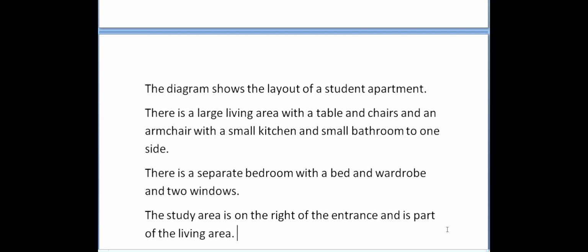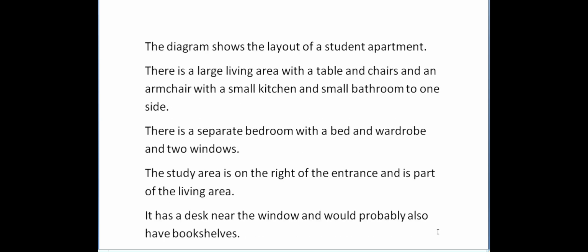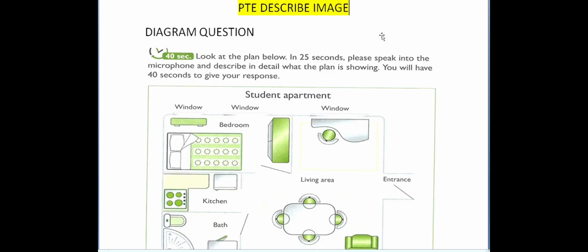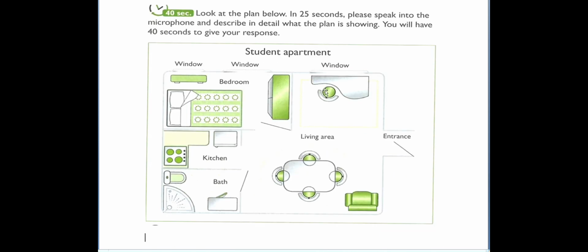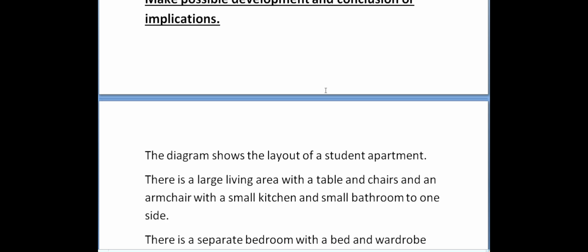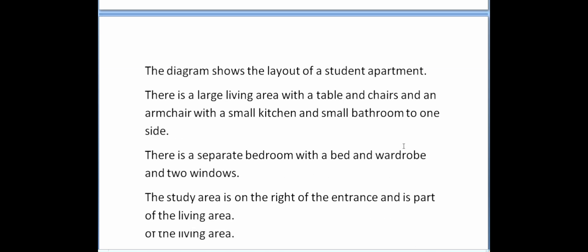Now, after understanding the picture, let's focus on the sample answer. So, the first sentence, which is speaking about the heading. And where do you find the heading? Right on the top here. So, the first sentence is: the diagram shows the layout of a student apartment. Don't forget the article A here. The layout of a student apartment. So your start is pretty good.